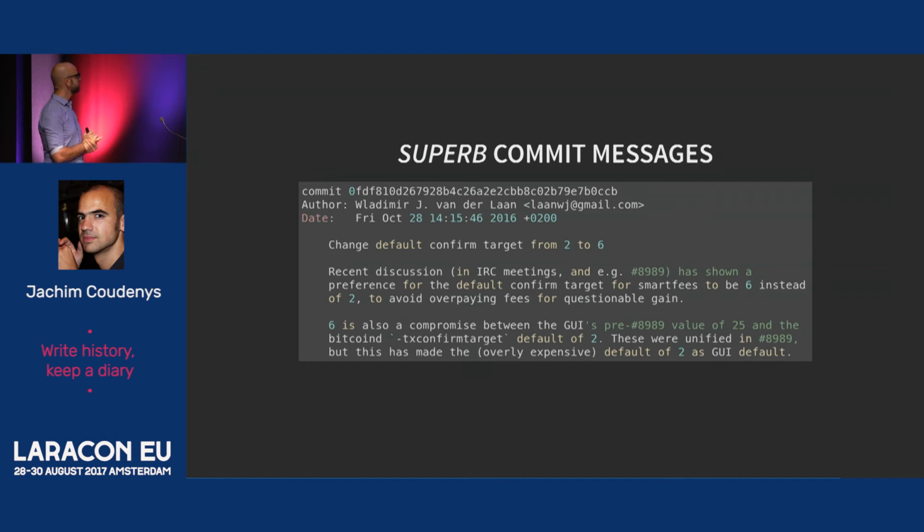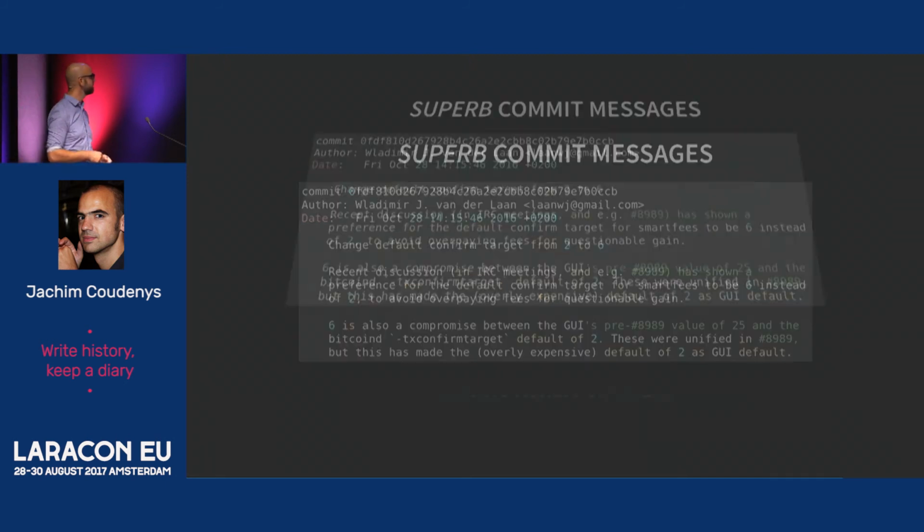This is a commit of the Bitcoin repository. The subject is change default confirm target from 2 to 6. With that subject alone, it's not useful because if you open the diff, you will just see the number 2 changing to 6. But then he includes a lot of information about, they discussed it on IRC, then there's ticket references in it. So if people do want to check out why that value changed, they know exactly where to look and why the change was there.